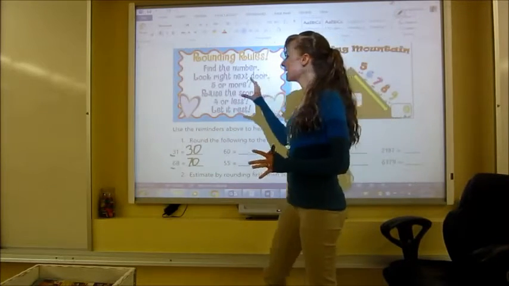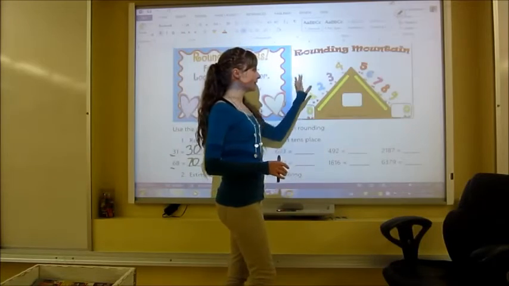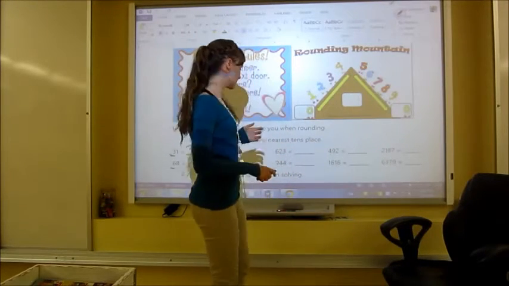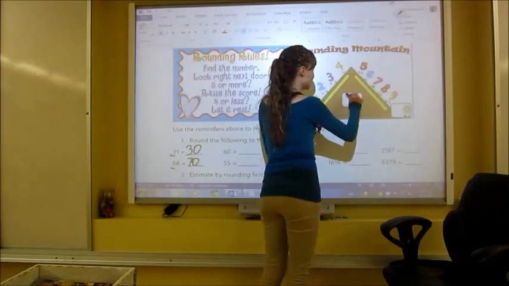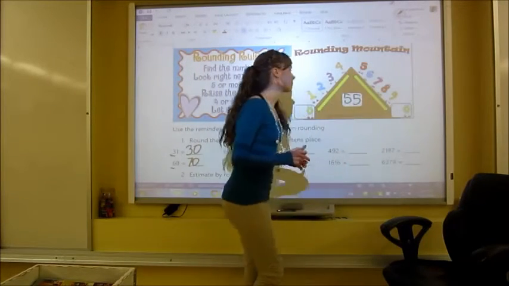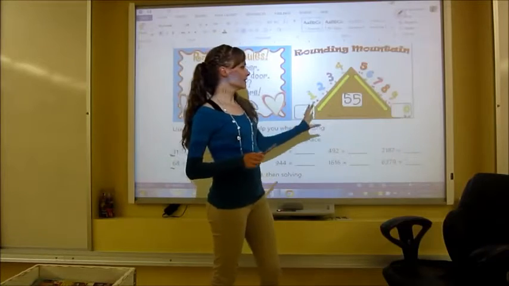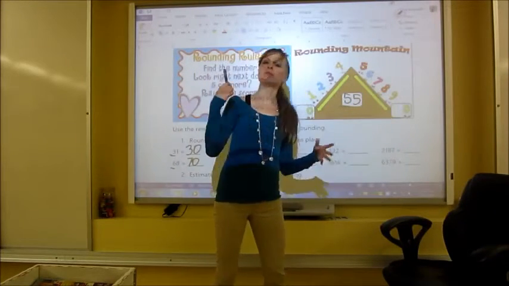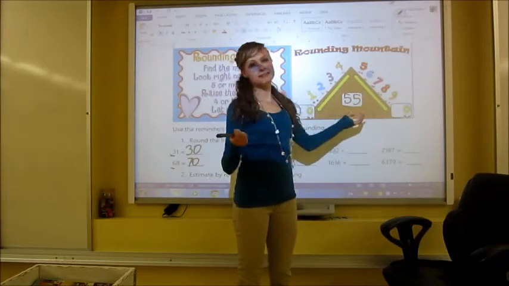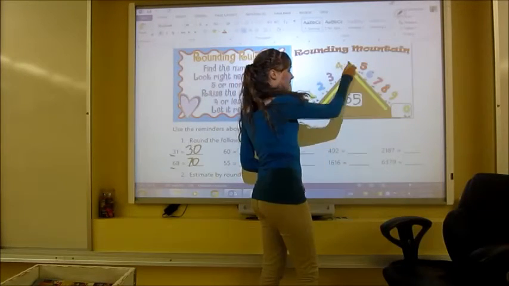Now, if that rhyme doesn't really help you, then maybe this visual will. So this is rounding mountain. So say we're going to do 55. I'll talk about 60 in a minute, but let's do 55. And so basically, we do the same thing. We're still looking at the 5, but we need to look next door. We look at, well, that's another 5. Okay? And then we find it on here.